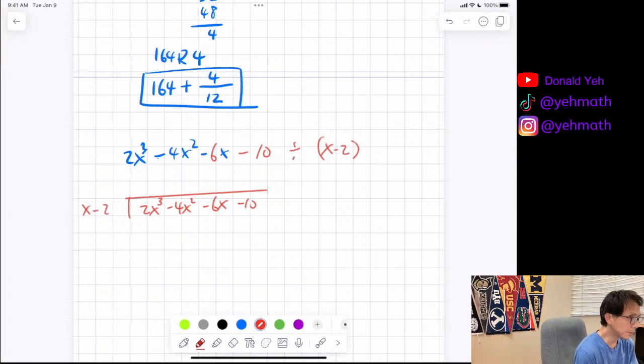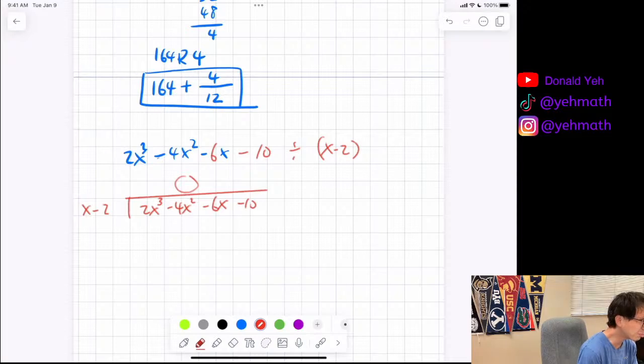Now, do you start at the first space? No, you start at the second space because the divisor is 2 space, right? So what you're going to do is divide it by. Well, what do you need to fill in here? What do you need to fill in there?